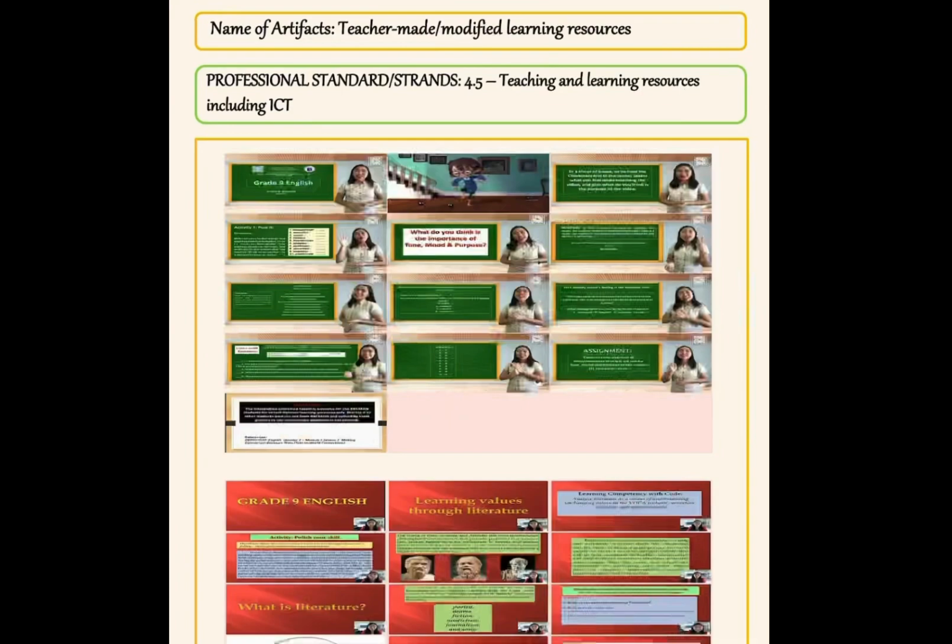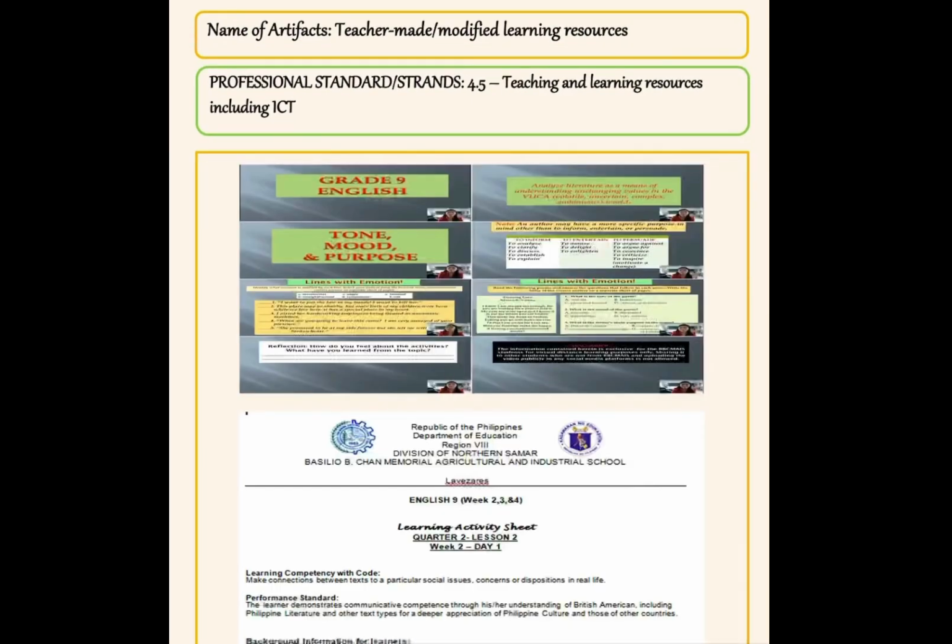And the next artifact is the teacher-made or modified learning resources. Its professional standard strands is teaching and learning resources including ICT. Okay, so nilagay ko dito yung mga screenshots ng video lessons na ginawa ko throughout the school year 2020-2021. Okay. Then also, for the next artifact, okay, ganun din. So, nilagay ko din yung example ng learning activity sheets.